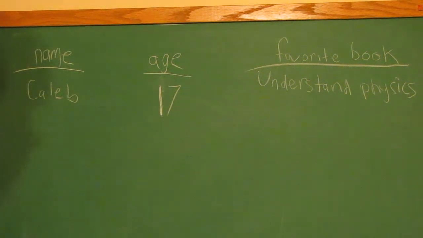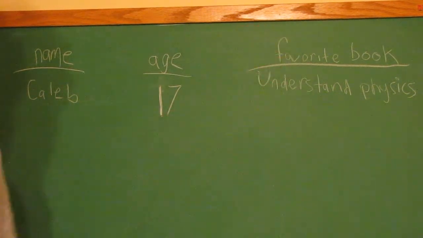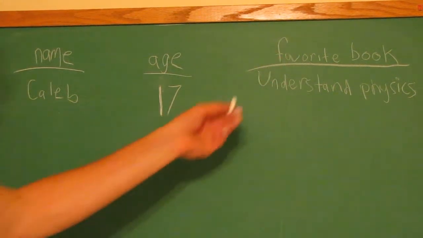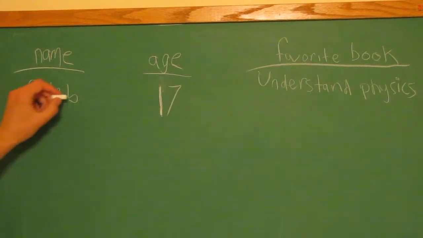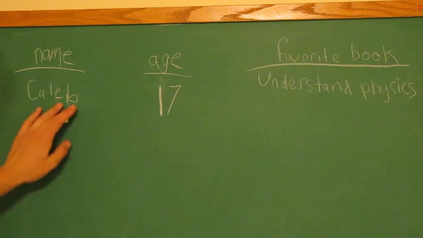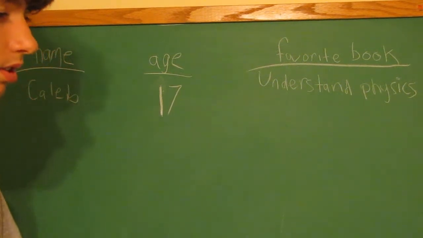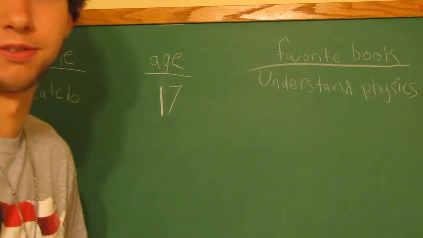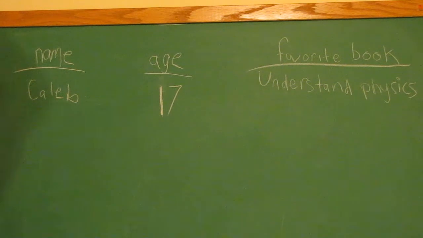Okay, so basically, here's an entry. They want your name, your age, and your favorite book. And I put my favorite book as Understand Physics, but that's a complete lie. Alright, so let's say I actually have two favorite books because I really like biology, for example. I don't like that either, but so let's just make another entry in this.